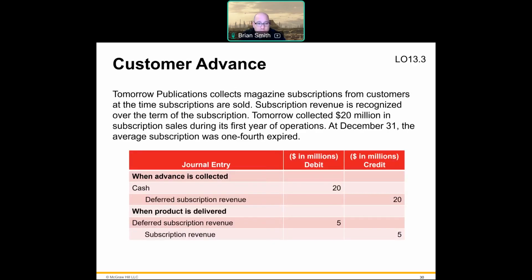Then with this magazine, you deliver one. Let's say, how long is the subscription for? Oh, we're taking averages again. Oh, this is in millions, it's not just dollars. So at December 31st, the average subscription was 1/4 expired. Again, this is high level stuff. But 1/4 is expired, so you're going to count 1/4 of it. 20 divided by 4 is going to be $5 million. So you're going to debit the deferred subscription revenue and credit subscription revenue. You've earned it now. That money that you probably already spent, you don't have to send back.